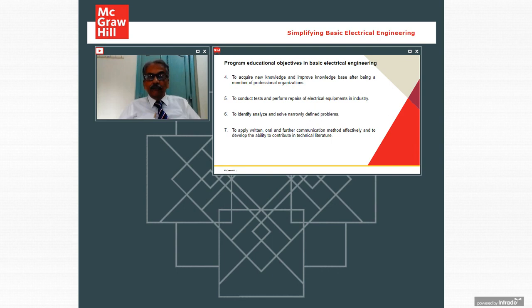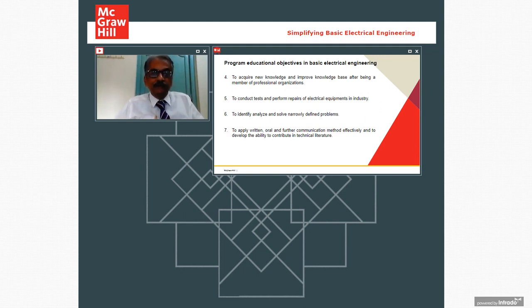Then to conduct and perform the repairs of electrical equipment. It is not every time required that the engineer repairs with his or her own hand. There are supervisors, there are mechanics, but he or she is to diagnose the problem, tell at what point repair is to be done, which is to be repaired, how it is to be repaired, then they can do the repair. So it is very important that this concept is very clear to the student or the fresher engineer.